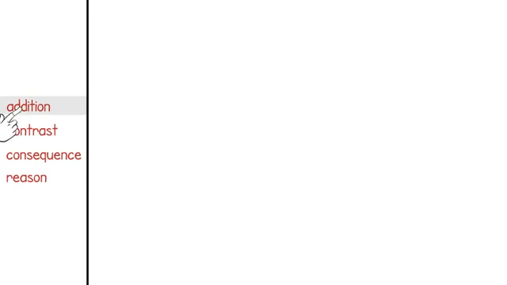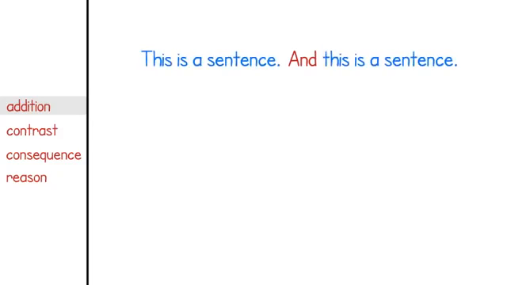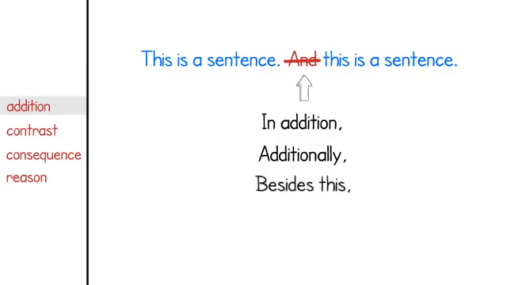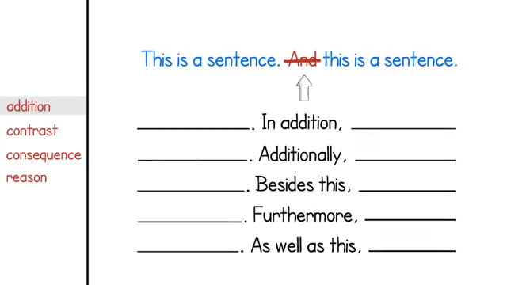Let's look first at addition and alternatives to the word and. It is important to note that in academic writing we don't usually start a sentence with and. Better alternatives at the beginning of a sentence are in addition, additionally, besides this, furthermore, or as well as this. These words usually go at the beginning of the second sentence, followed by a comma, like this.